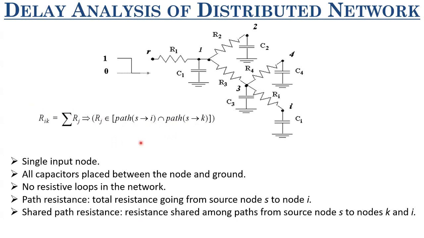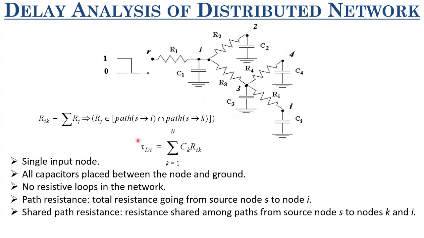Let's say we have to find out R of I and 4, so K equals 4, right? We'll first find out the RJ which are common between the path from S to I and S to K. What are the resistances that are common between R to 4 and R to I? It's R1 and R3, right? So R1 and R3 are common between R to 4 and R to I. So RJs are R1 and R3. And what is your RI4? RI4 is nothing but R1 plus R3, right? That is how you find out the shared path resistance.